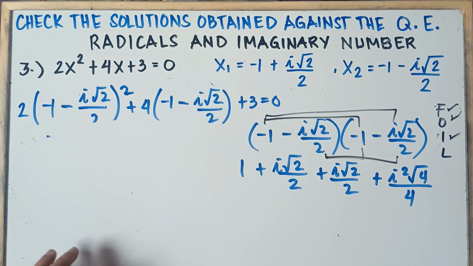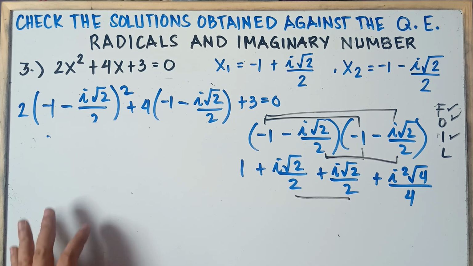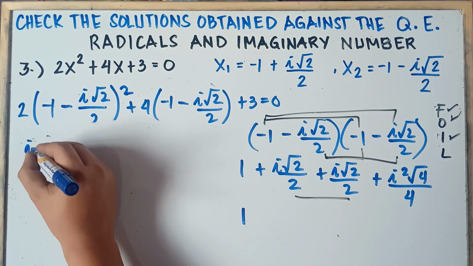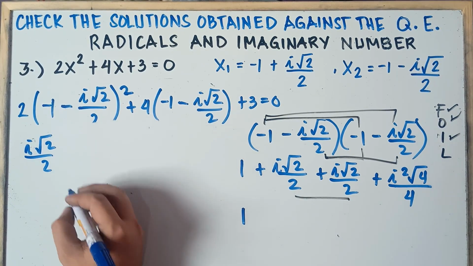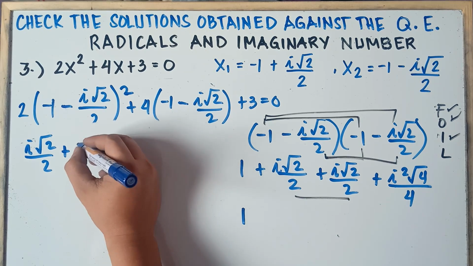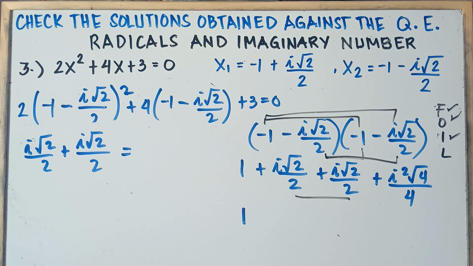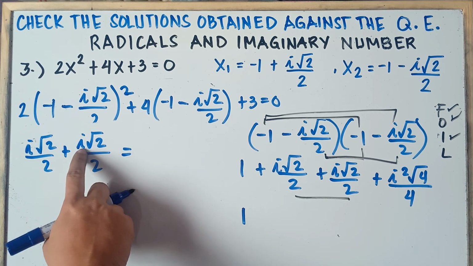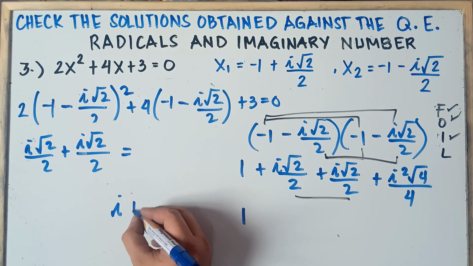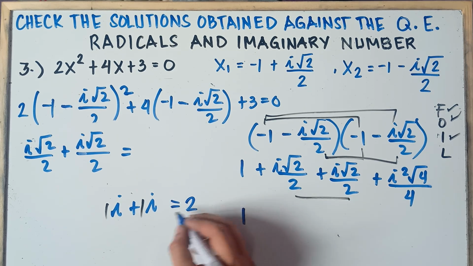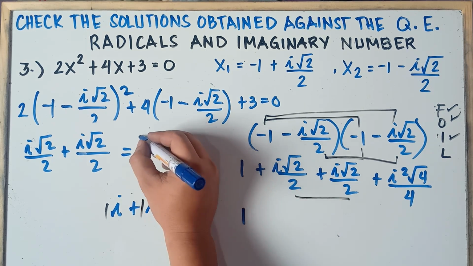Alright, and then we can combine this one. So combine that one first. So copy 1. And then we can combine this one, i square root of 2 over 2 plus i square root of 2 over 2. Alright, so i plus i. Once again, if you're combining i plus i, understood, plus there's 1 here for i. So 1 plus 1, that's 2. Then simply copy i. That would be 2i.